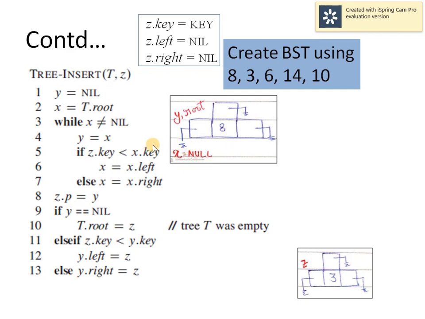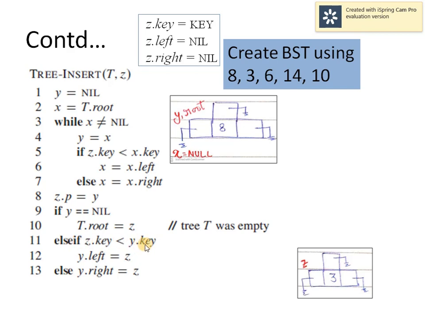Since x becomes null, at line number 3 the while loop will check x not equal to null, and this will give us false. So we will directly switch to line number 8. At line number 8, we have to update the parent pointer of z to y. So the parent pointer, that means this pointer of node z, will start pointing to node 8 because y is pointing to 8. And since y is not equal to null, we will check at line number 11 if the key value of z, that is 3, is less than the key value of y, that is 8.